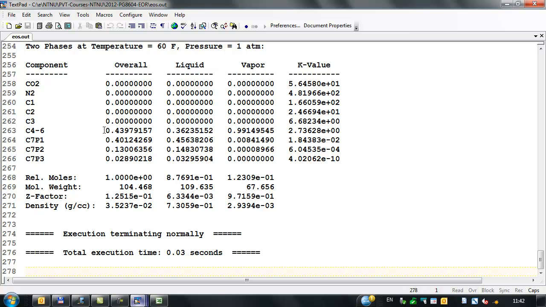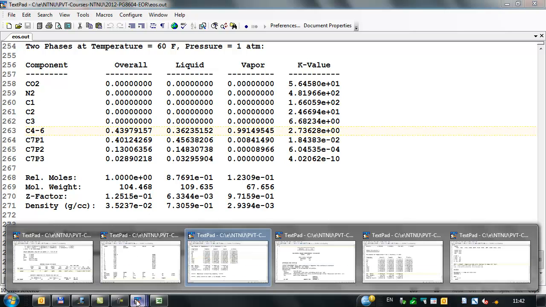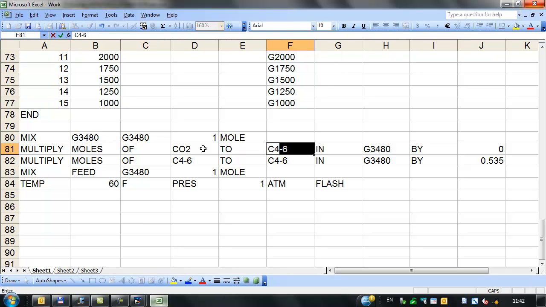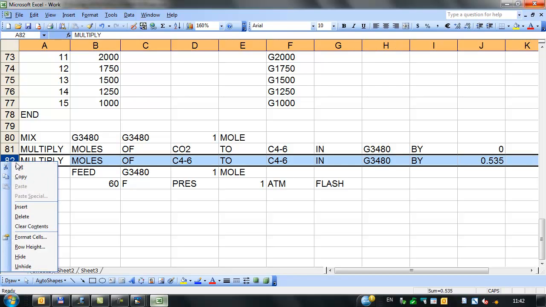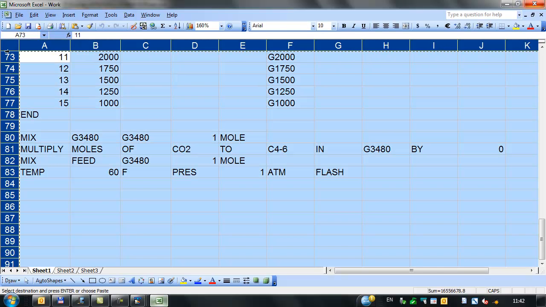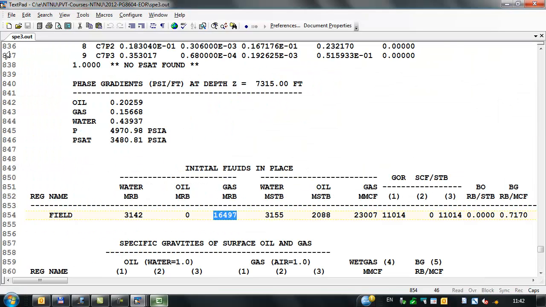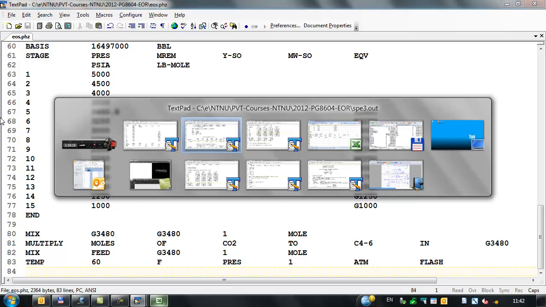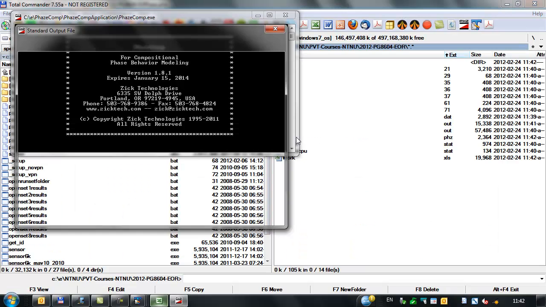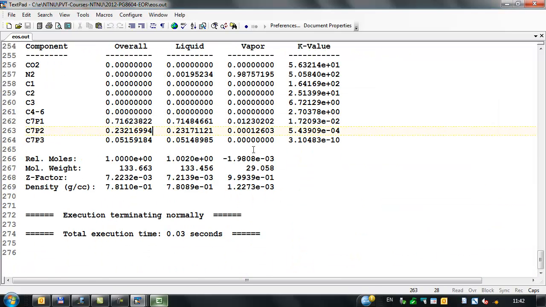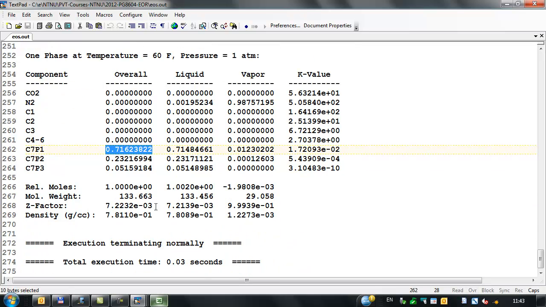So now you see, this is still not right. Oh, okay, that's because we didn't change these. I can get rid of this line, right? Okay, now we got only the C7 plus coming here, and now it's single phase, and it's actually doing what's called a negative flash.